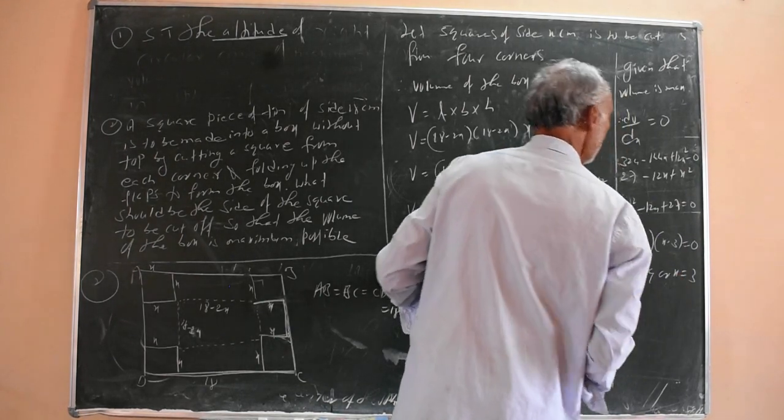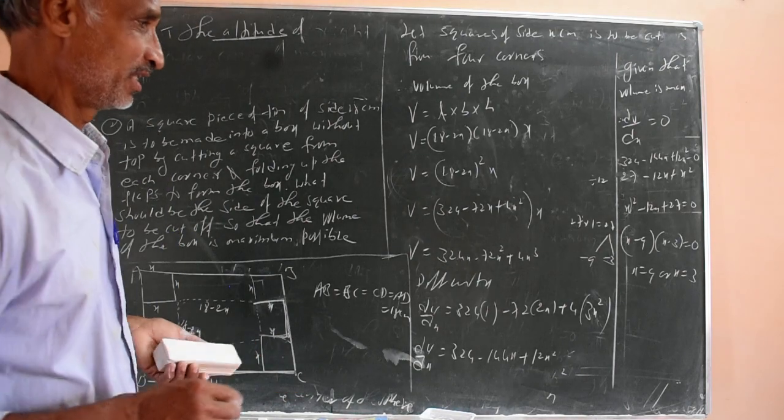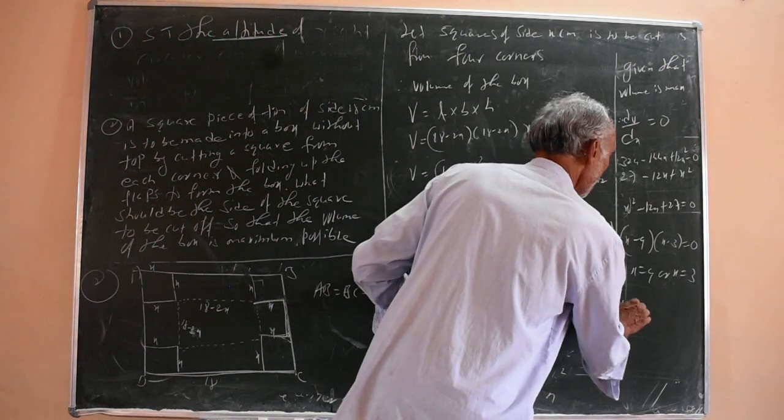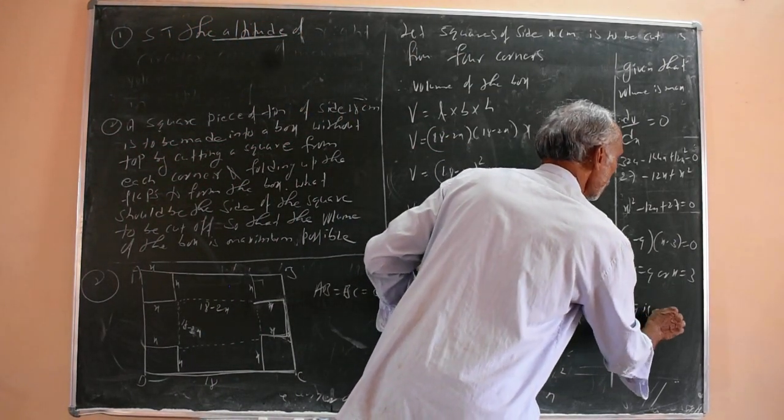x is equals to 9 or x is equals to 3. x is equals to 9 is not possible.